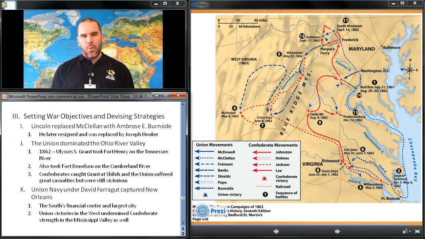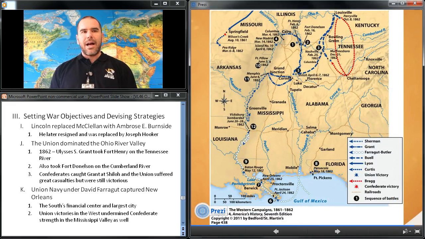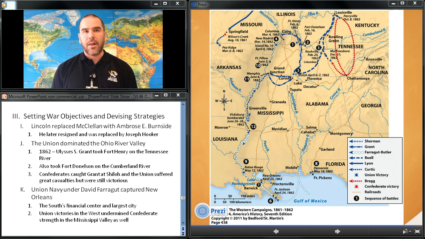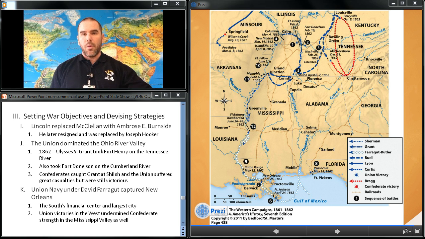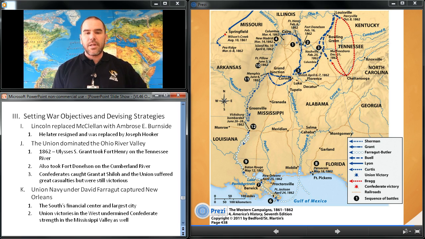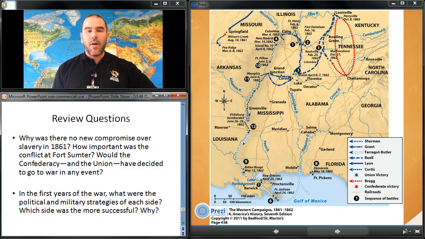Now, Union naval forces, commanded by David G. Farragut, captured New Orleans, the South's financial center and largest city, giving it a base for future naval operations. Union victories in the West had significantly undermined Confederate strength in the Mississippi Valley. So, this begins the Civil War, and these are the opening phases of the Civil War.